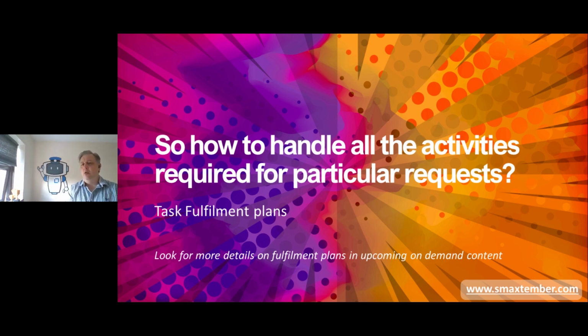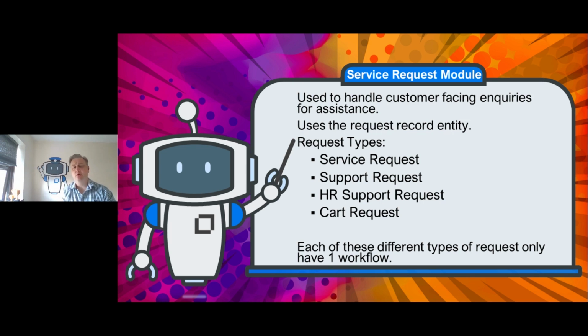So thinking about all those activities required for particular types of requests that you have within the business, say onboarding users or managing delivery of a PC, for example, how do you do that? Well, that's all about task fulfillment plans. And in regards to that, some of that was covered on the Getting Started session that we ran yesterday, but look for more details on fulfillment plans in upcoming on-demand content that we'll be bringing over the next couple of weeks.